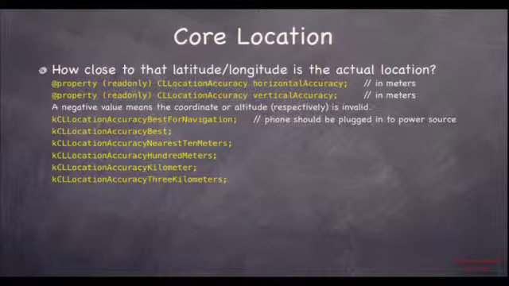Nearest 10 meters is exactly what you think. It's kind of around here. 100 meters is this quad, the engineering quad, so you're somewhere in this area. Kilometer and 3 kilometers, that would be things like using cell towers and things like that. That kind of accuracy is very, very rough.